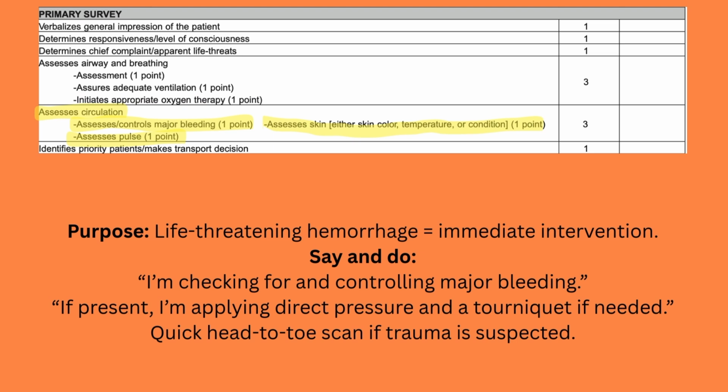After that, we can assess circulation by looking for life-threatening hemorrhages, which need an immediate intervention. Say I'm checking for major bleeding and control it immediately with direct pressure and a tourniquet. Do a quick head-to-toe scan if trauma is suspected.